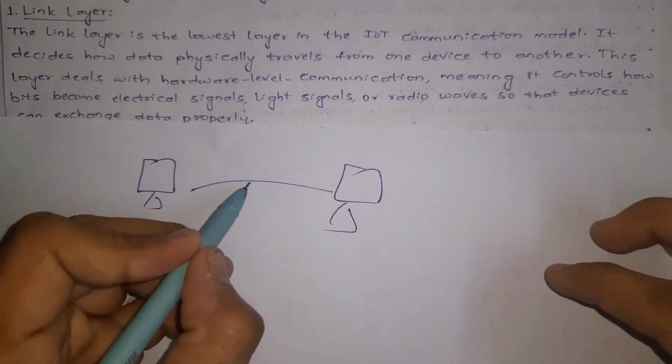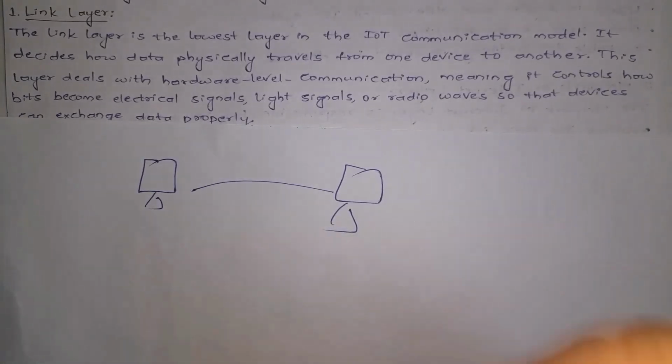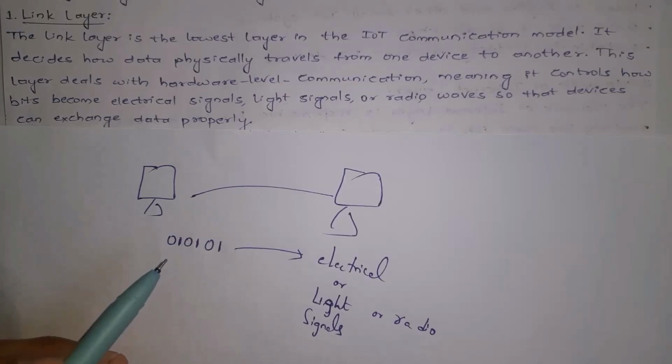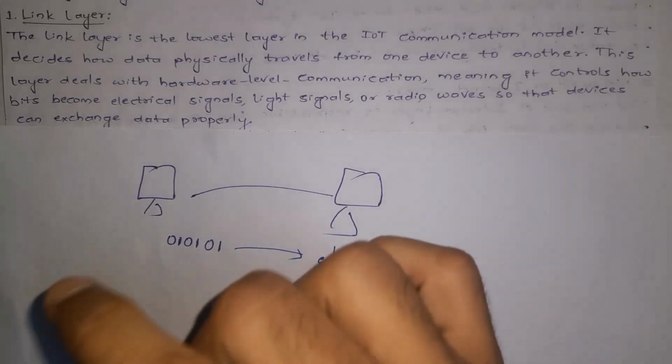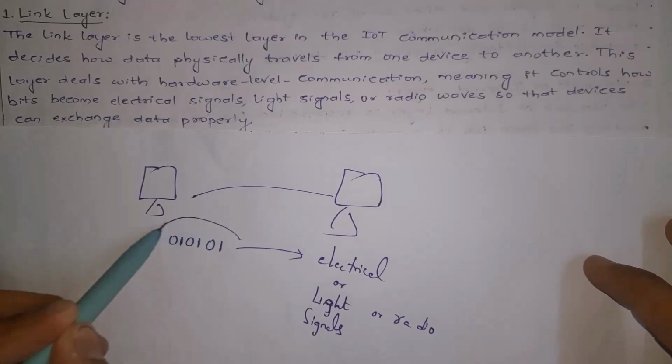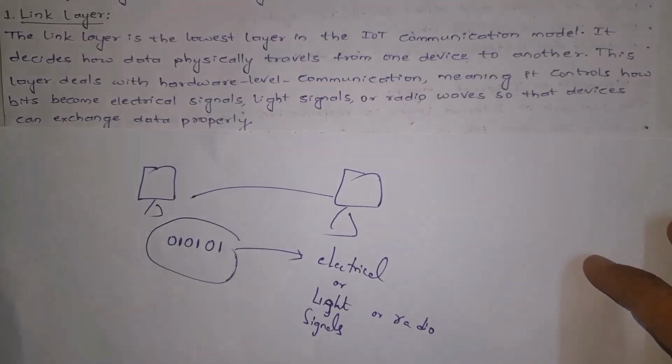If you consider wire or wireless communication, they are hardware level communications. So this layer deals with hardware level communication. Guys, normally data is transferred in the form of zeros and ones. And this layer will convert bits into electric signals or light signals or radio waves, so data can travel from one device to another device properly. So the link layer decides how data must travel physically from one IoT device to another IoT device.